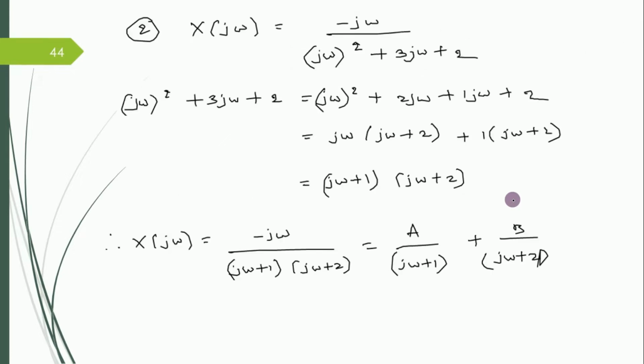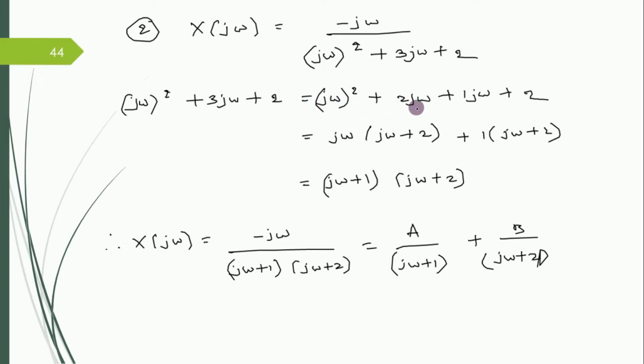In a similar manner, we shall have one more problem which is almost similar. So that's why I have the solution here. X of j omega is equal to minus j omega divided by (j omega) square plus 3j omega plus 2. This is the given equation. (j omega) square plus 3j omega plus 2 is the denominator. We need to factorize it.